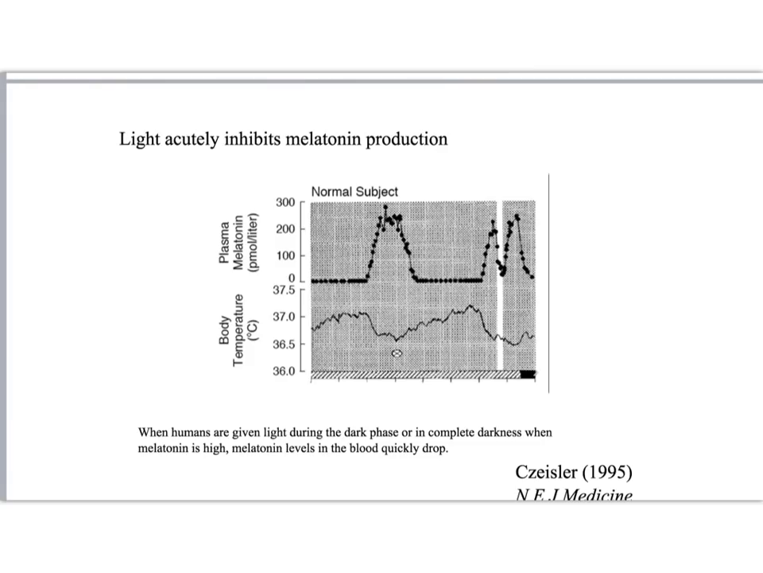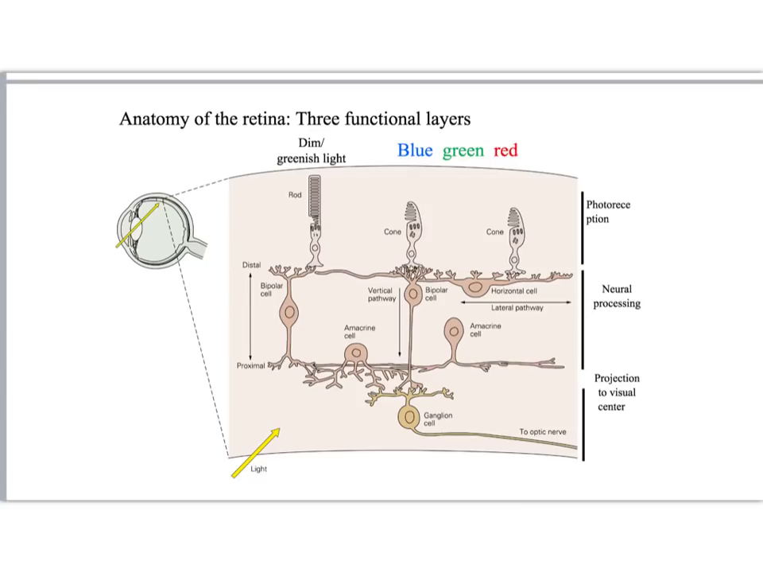Okay, so we know that light inhibits melatonin, and actually, as you've seen in the paper by Czeisler et al., this is true even in blind patients, which was a big shock. How does this work? Well, the answer to this question came from mouse models.